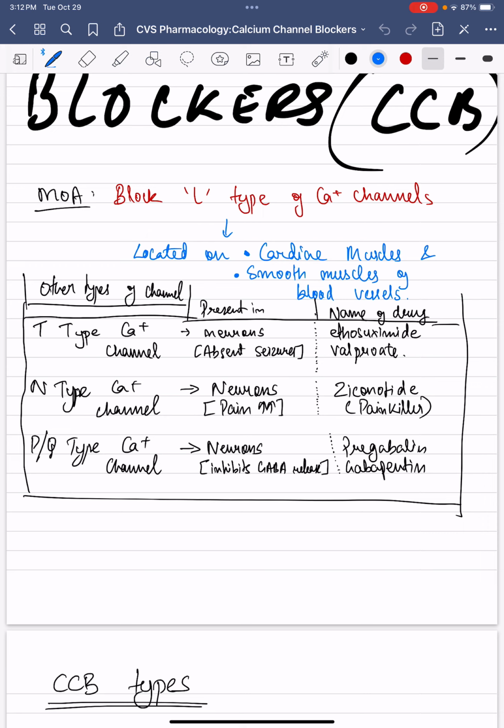N-type calcium channels are also present on neurons, but they lead to pain. So we use ziconotide, which is a painkiller, which blocks the N-type calcium channels. P or Q type calcium channels are also present on neurons and they inhibit GABA release. Pregabalin and gabapentin are the drugs which block these calcium channels, and these are pretty well known drugs in seizure disorders.